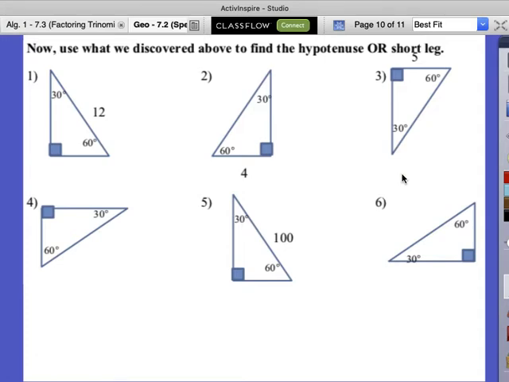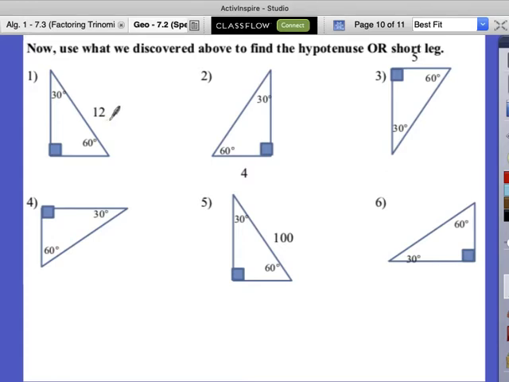On triangles 1, 2, 3, and 4. Or excuse me, 1, 2, 3, and 5. Let me start that again. On triangles 1, 2, 3, and 5, the fourth measures on them for side lengths.